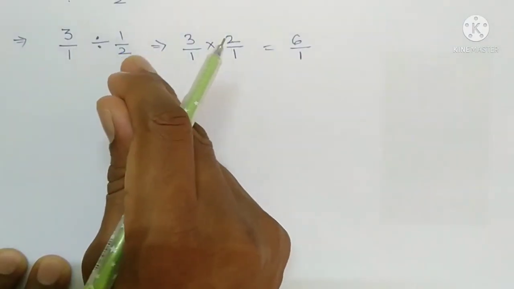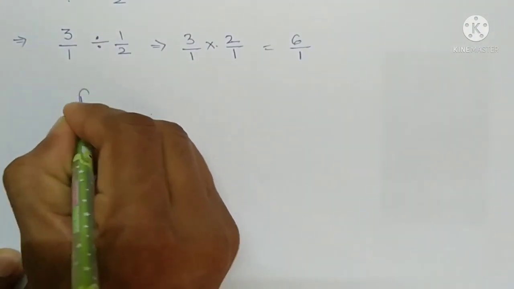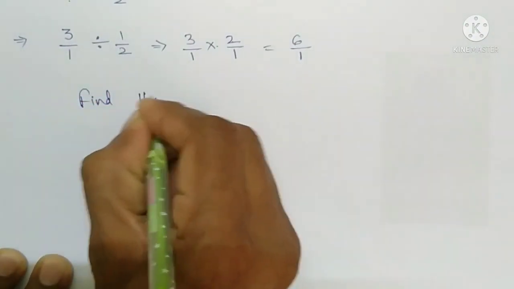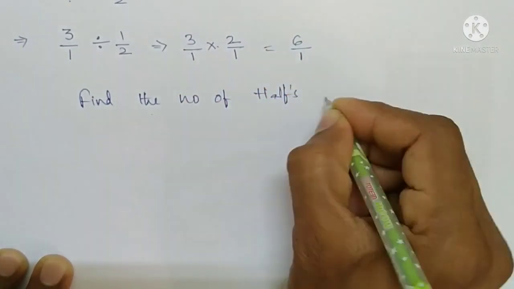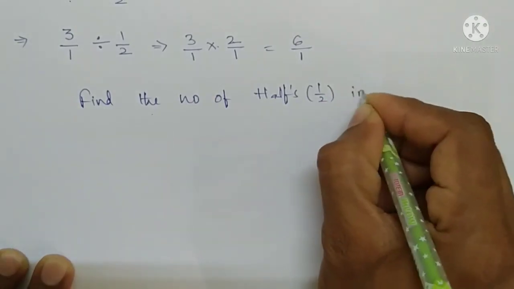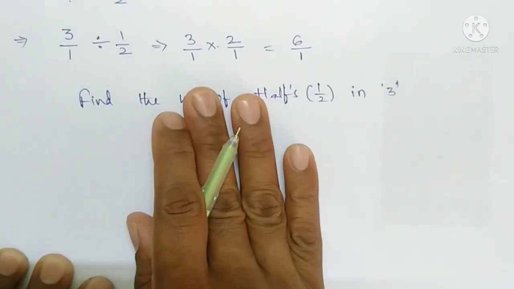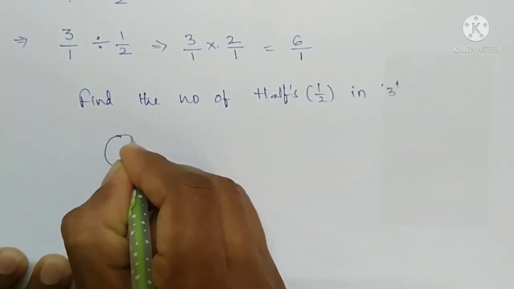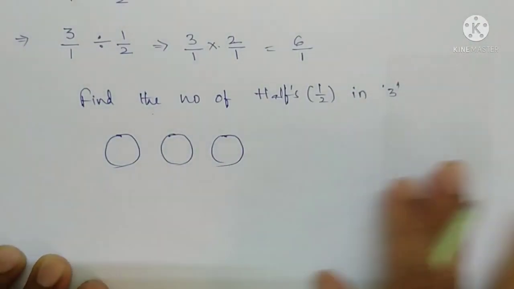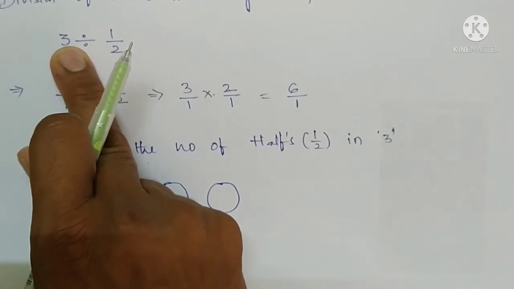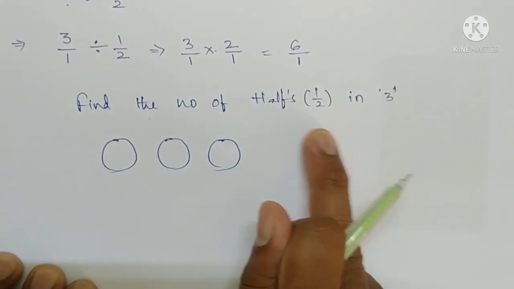Actually, our question is: find the number of halves in 3. Halves means 1 by 2 in 3. So the pictorial form is: how many units are there totally? 3 units, right?